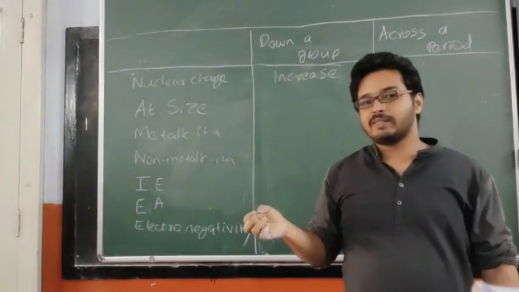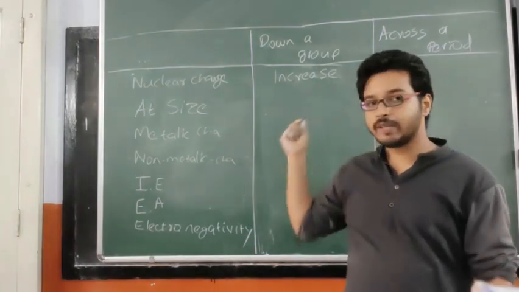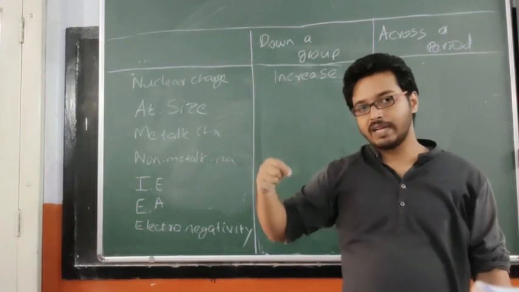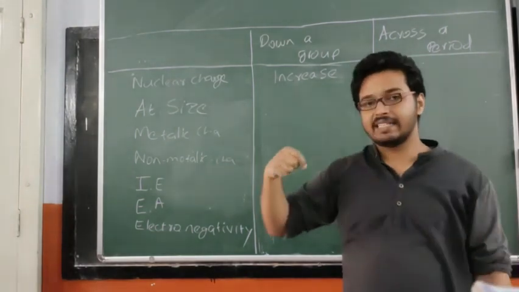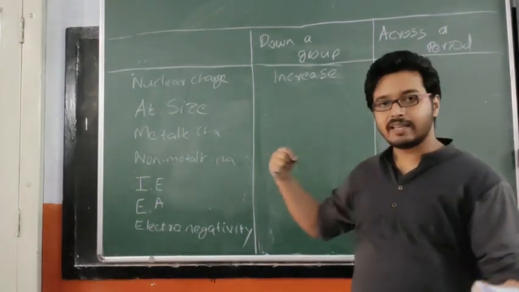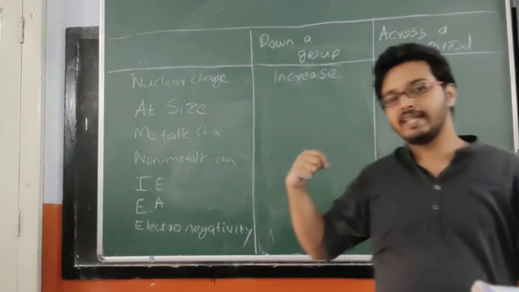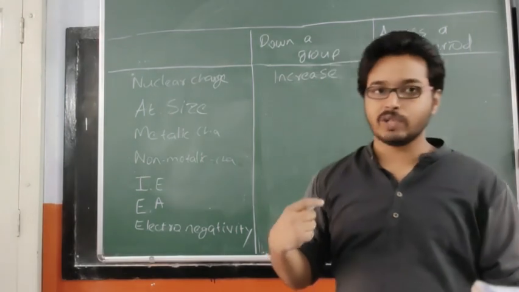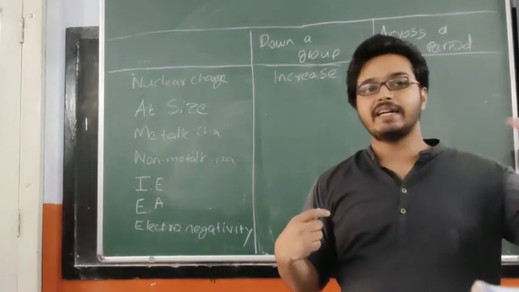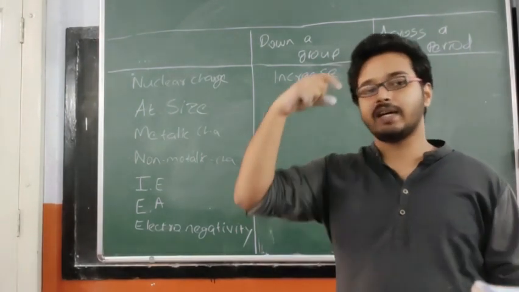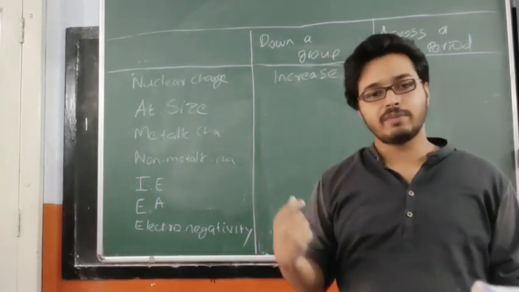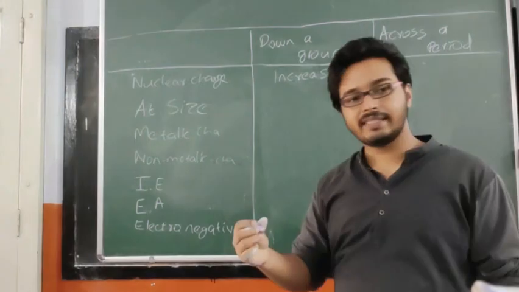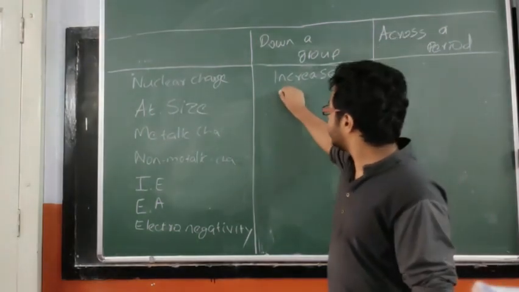If you remember, when we were discussing atomic size, we said that down a group, nuclear charge is increasing, but there are other factors, like a new shell being added. Because of that, there is some inter-electron repulsion between the inner and outermost shell electrons. For that reason, the atomic size is increasing. I'll write that also here.